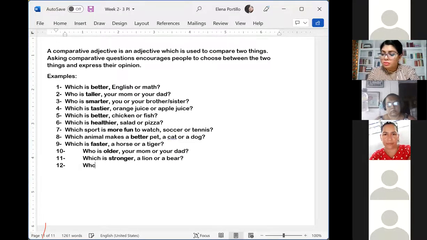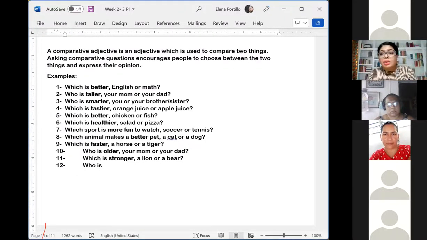Entonces, yo puedo decir, this video game is funnier than the other one. Yes, okay. But in that case, when you use the word than, you are making that between two things. And in this case, you are asking which one is more funny. You are not doing the comparison.